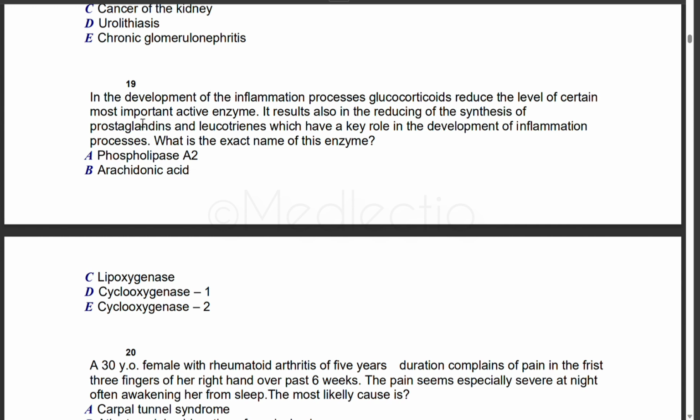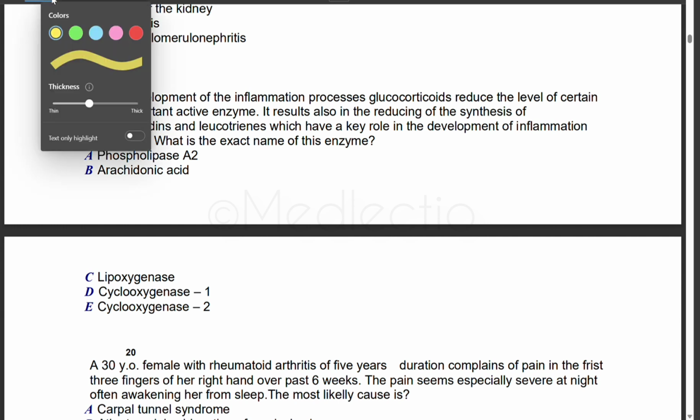In the development of the inflammation process, glucocorticoids reduce the level of certain important active enzymes. It also results in reduced synthesis of prostaglandins and leukotrienes, which have a key role in the development of the inflammation process. What is the exact name of this enzyme? So here they are asking about the arachidonic acid pathway, right?